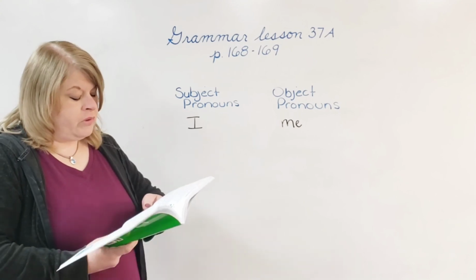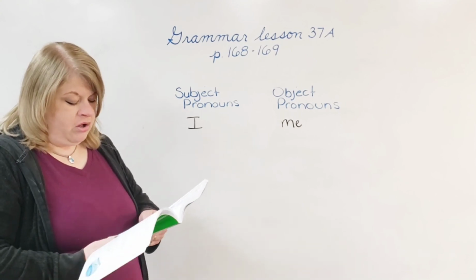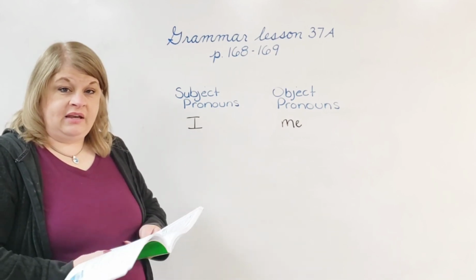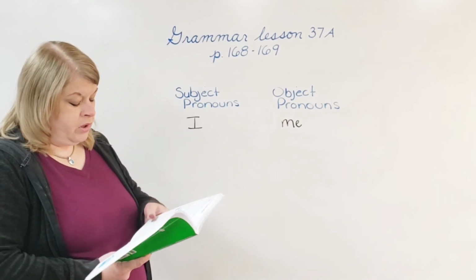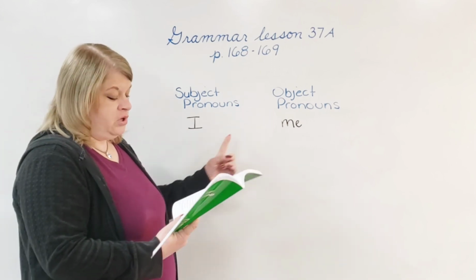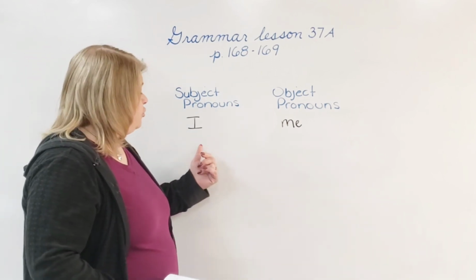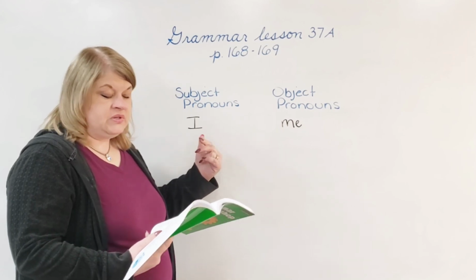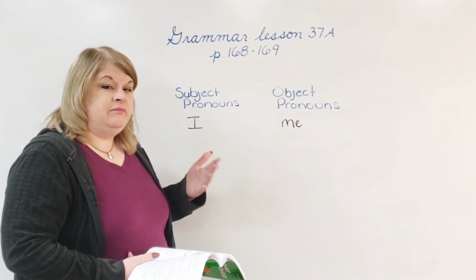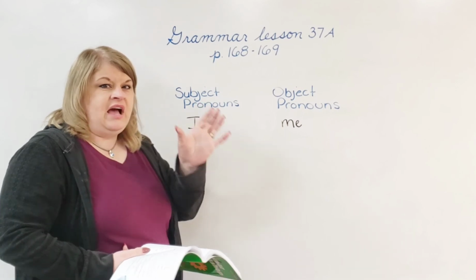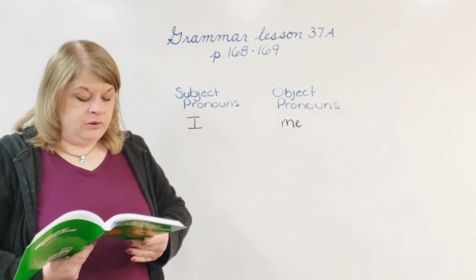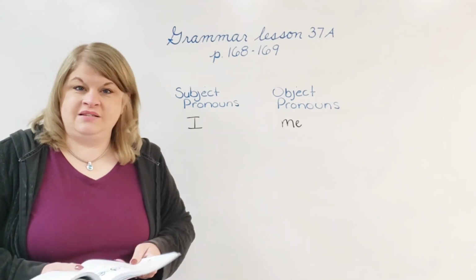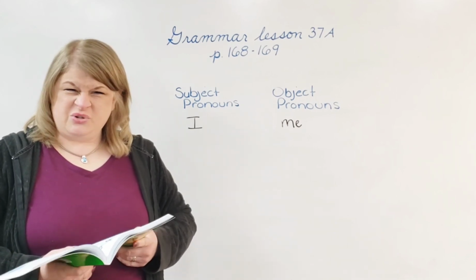Number 2, my sister and blank also sold some books and clothes. Well, our action again is sold. So this comes before sold. My sister and I also sold some books and clothes. We don't say my sister and me sold, because if you take out my sister and, then it would be me also sold some books and clothes. That's not right, is it? Me also sold? No.